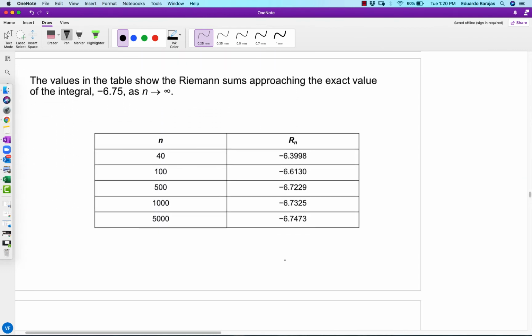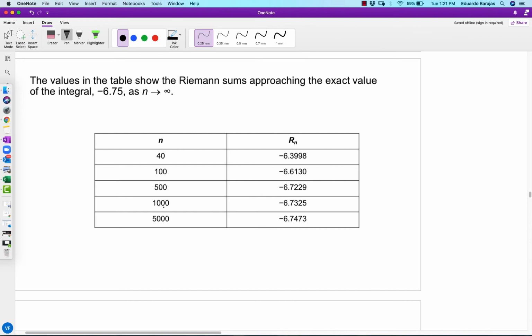And from this table here, we see that with 40 rectangles, we get approximately negative 6.4. And then with 100 rectangles, we get a little bit closer approximation, negative 6.6. With 500 rectangles, even better. With 1,000 rectangles, even better. With 5,000 rectangles, almost exactly the right value, almost, right? So it just depends on how much accuracy you want to have.